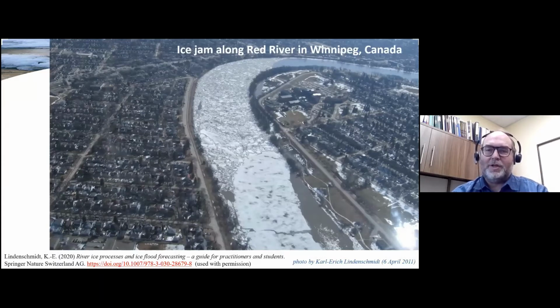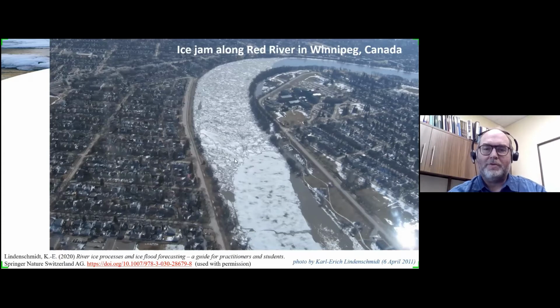Here is an ice jam in Winnipeg along the river. Can you tell me what the flow direction is? I'll just give you 5 seconds for that. So here's an intact ice cover. This is the intact ice cover. The flow direction is actually this way, from top to bottom.